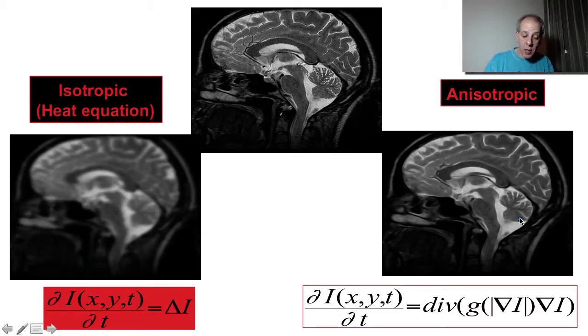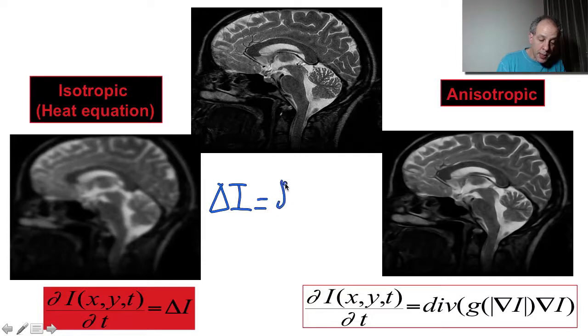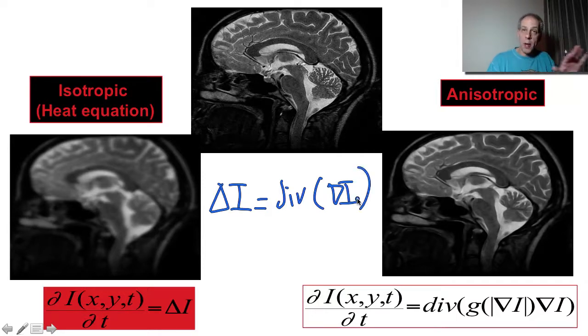The difference between these two is that here, marked with a red background, we have isotropic diffusion, the heat equation. We already talked about it, but we are going to derive it in the next slide using calculus of variations. Here we have anisotropic diffusion. Before we take the second derivative, which is the divergence, I have to remind you that the Laplacian of the image is the divergence of the gradient. And we already defined the gradient and the divergence in the previous slides.